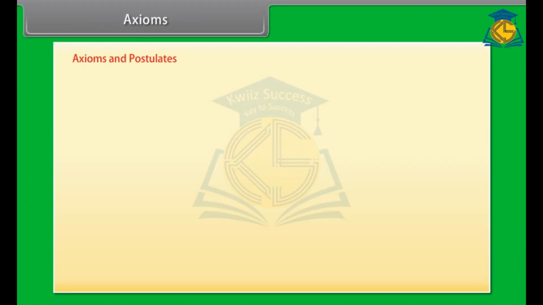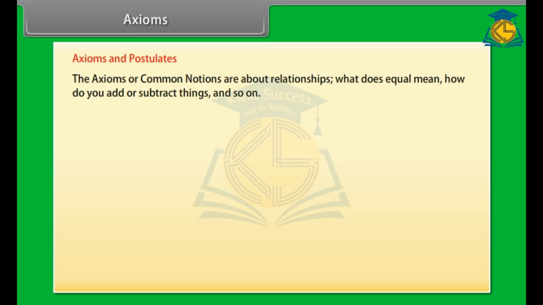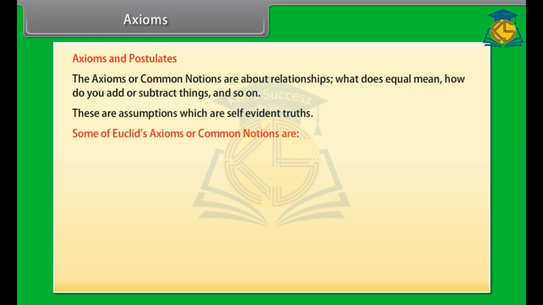Axioms. Euclid describes axioms and postulates, which we will discuss here. The axioms or common notions are about relationships. What does equal mean? How do you add or subtract things? And so on. These are assumptions which are self-evident truths. Some of Euclid's axioms or common notions are: 1. Things which are equal to the same thing are equal to one another.